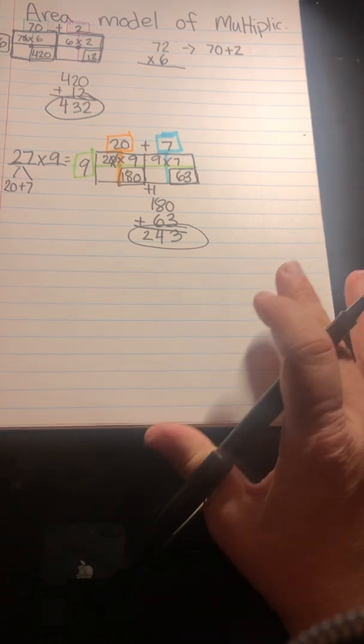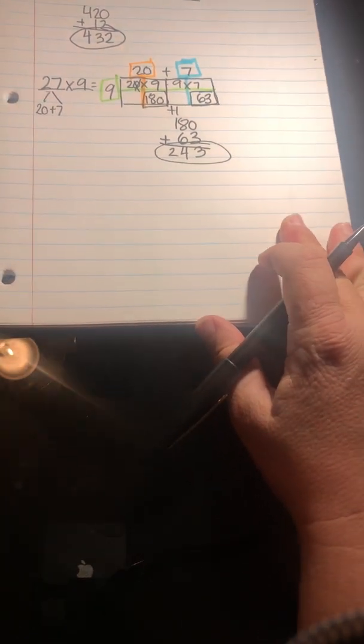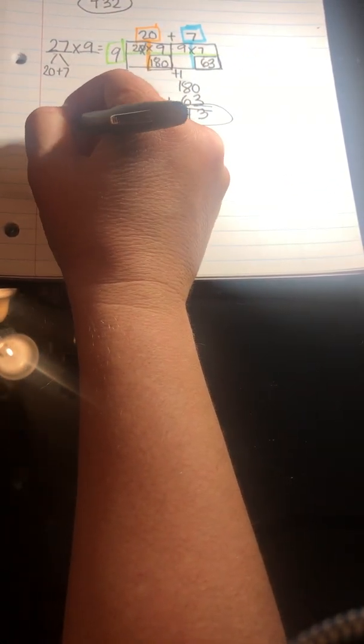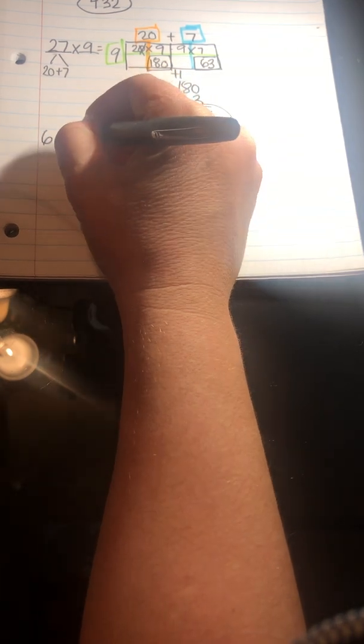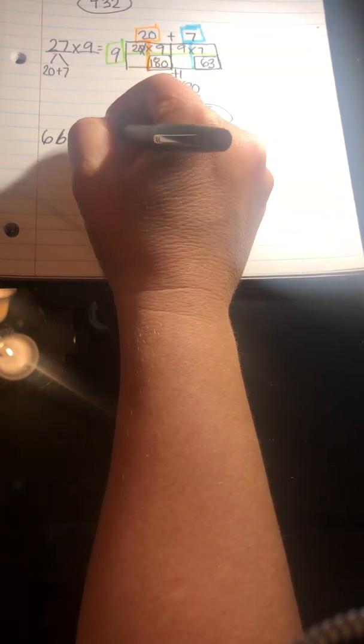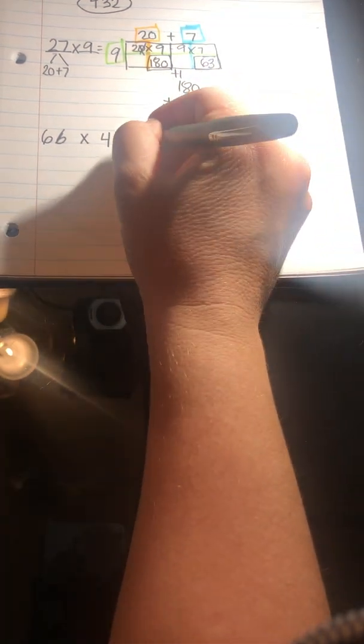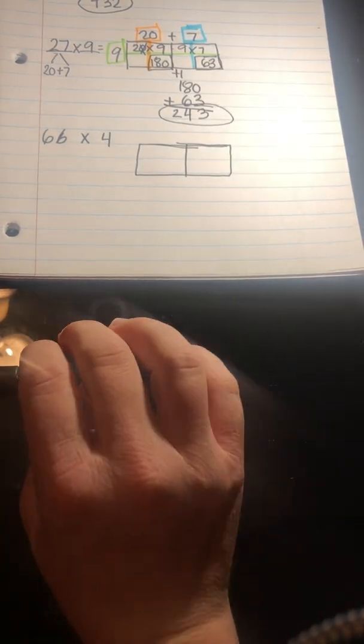All right, I'm going to let you try one on your own with the area model. Let's do 66 times 4. So you need to draw out the box. If there's 2 digits in the first number, how many boxes are you going to have? 2. Good.